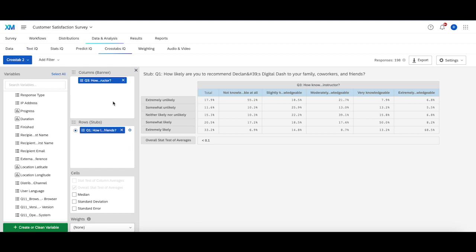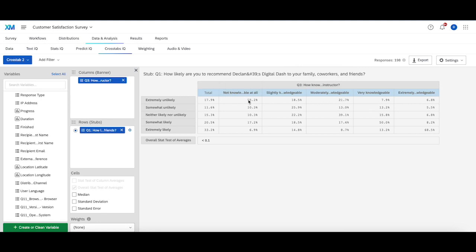So to give an example, we can say of the people who selected not knowledgeable at all for question 3, 55% of them stated that they would be extremely unlikely to recommend this course. And this helps us know that if someone selected not knowledgeable, they were very likely to not recommend the course. So these two might be correlated in some way. So a person's sentiment to how knowledgeable was the instructor could be correlated with whether or not they would recommend the course or not.